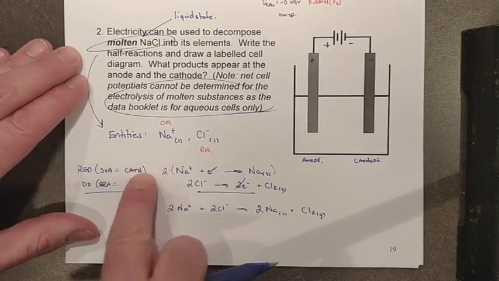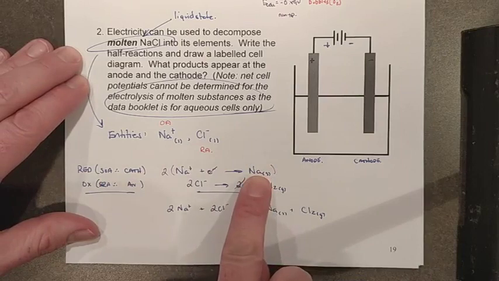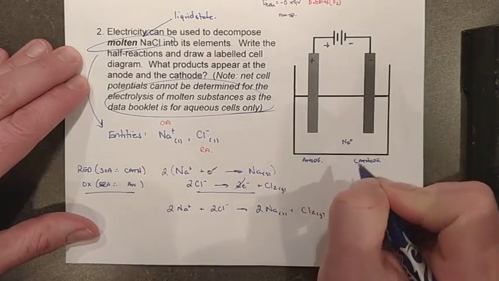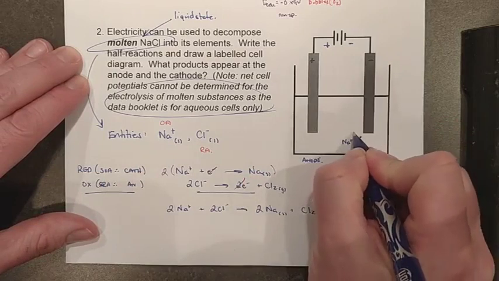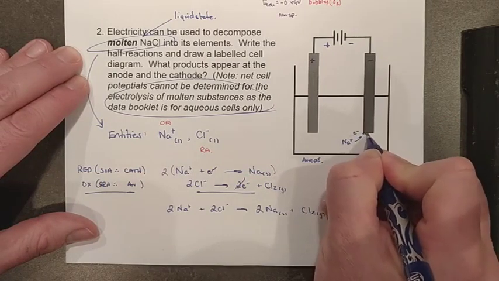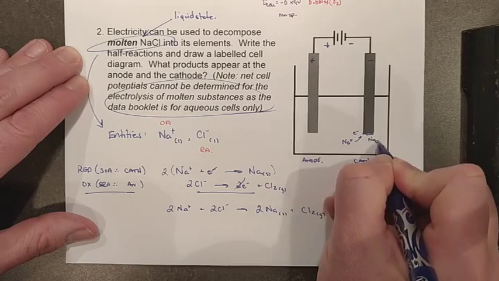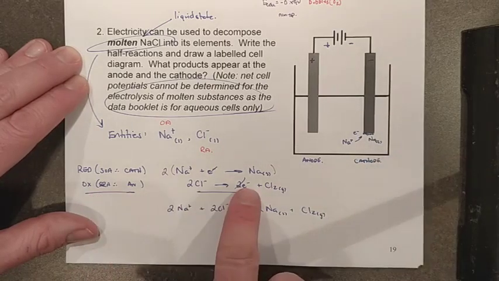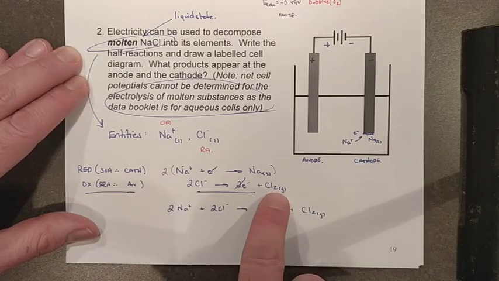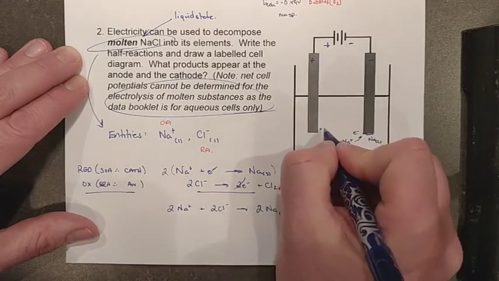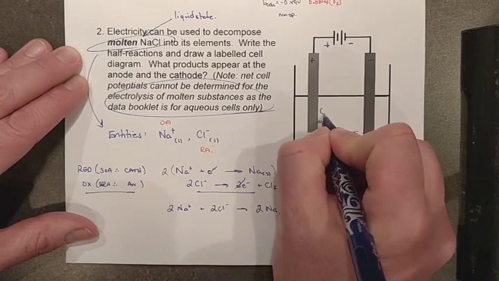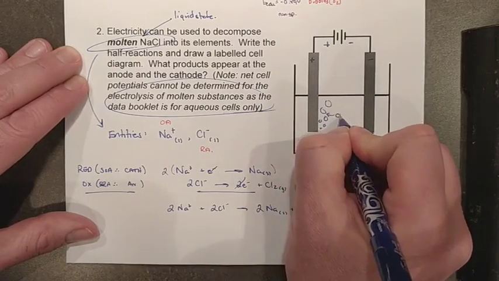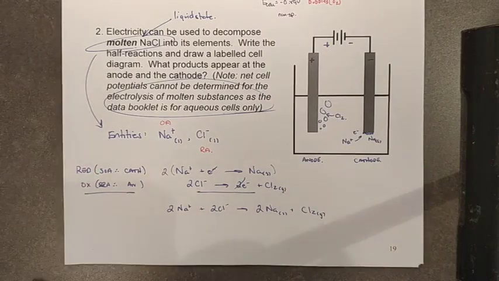So reduction at the cathode has solid sodium, so I would expect that my sodium ions in the molten state are gaining that electron to form Na solid on that inert electrode. As for chlorine, you can see that chlorine gas is being produced at the anode. So again, much like before, I'm expecting some bubbling. All of these bubbles should be chlorine gas.